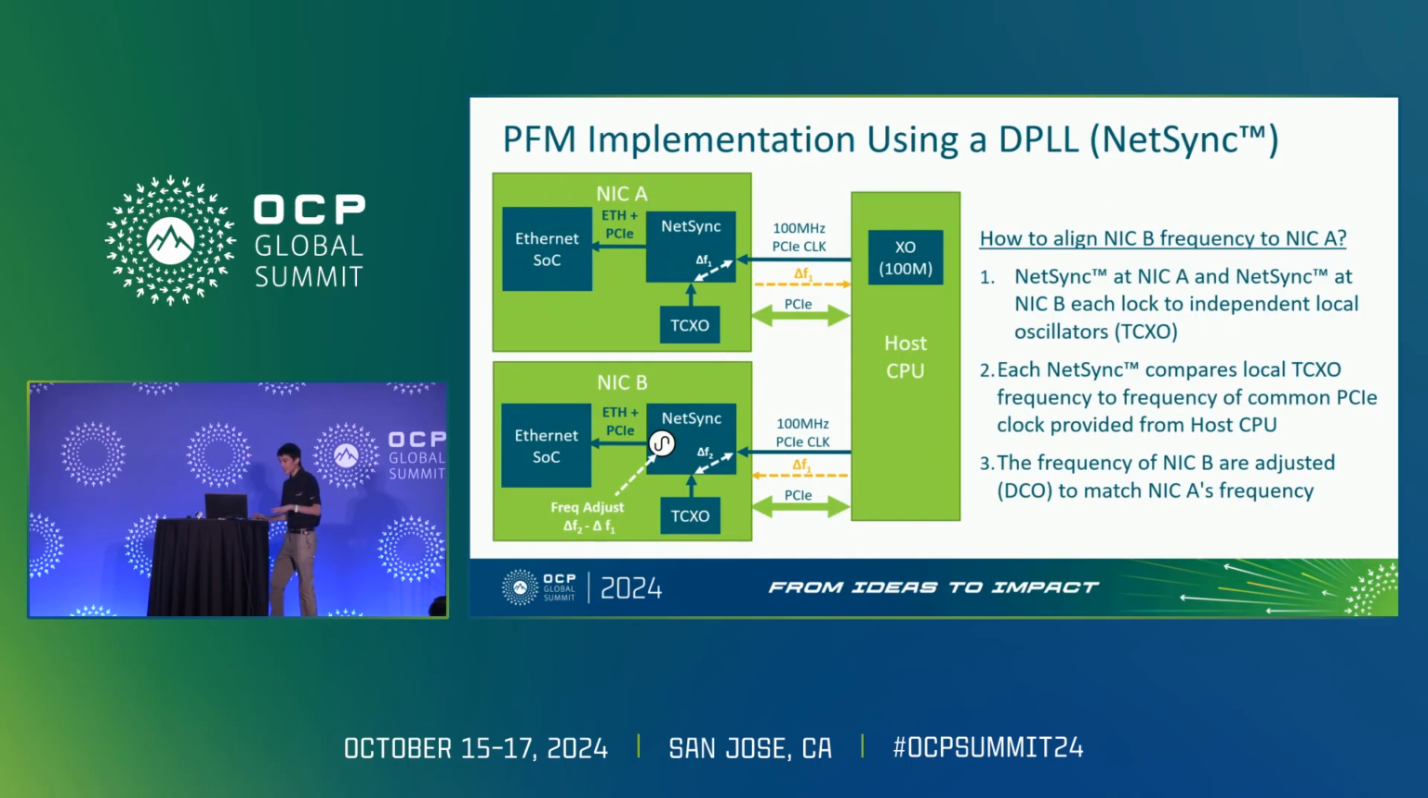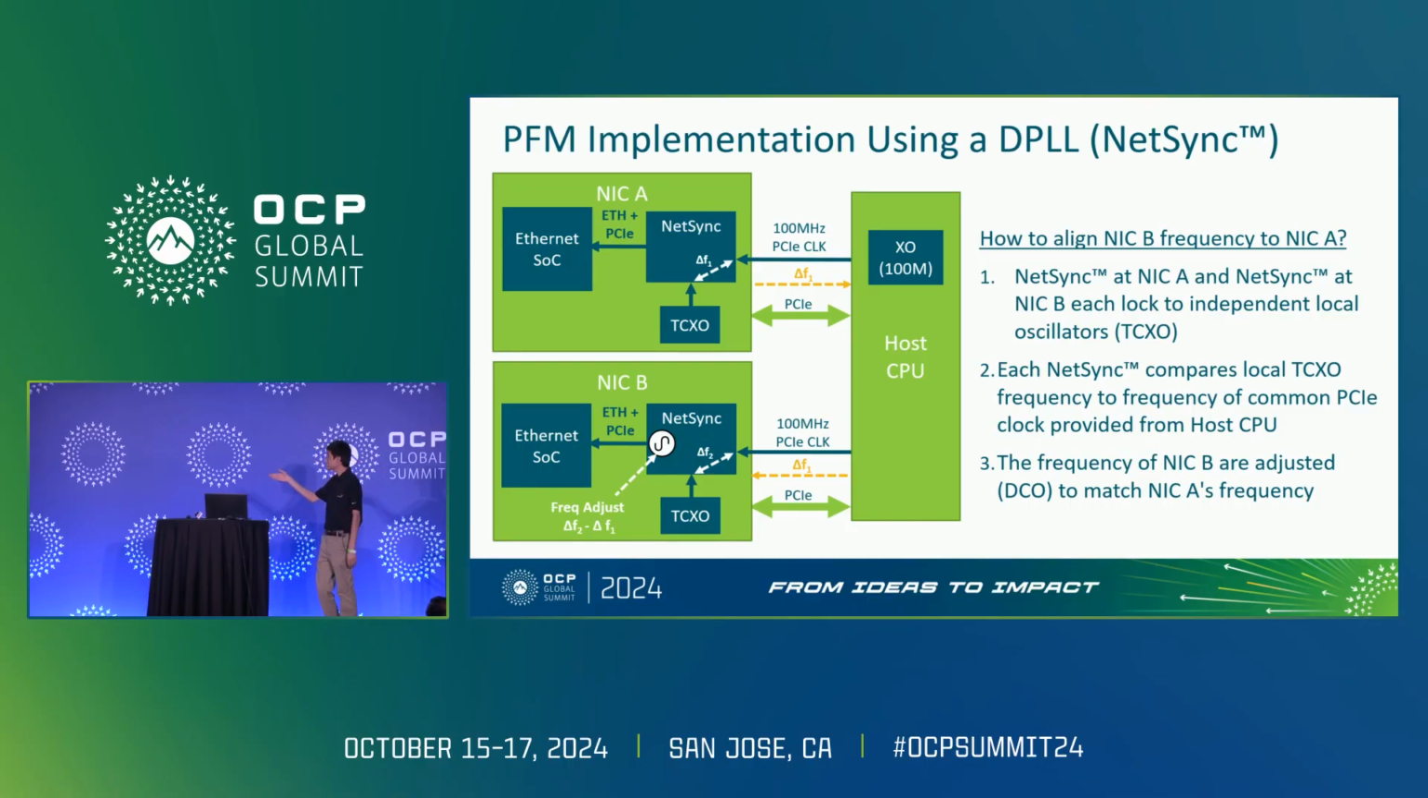OK, so how does this work on a system level? Well, first, what you need is a clock device of some sort. In this case, Skyworks makes some devices we term NetSync, network synchronizers, and it has a couple of features I'll go through on the next slide. But essentially, you can adjust the frequency of NIC B to match the frequency of NIC A if you know what the frequency difference is between the two cards.